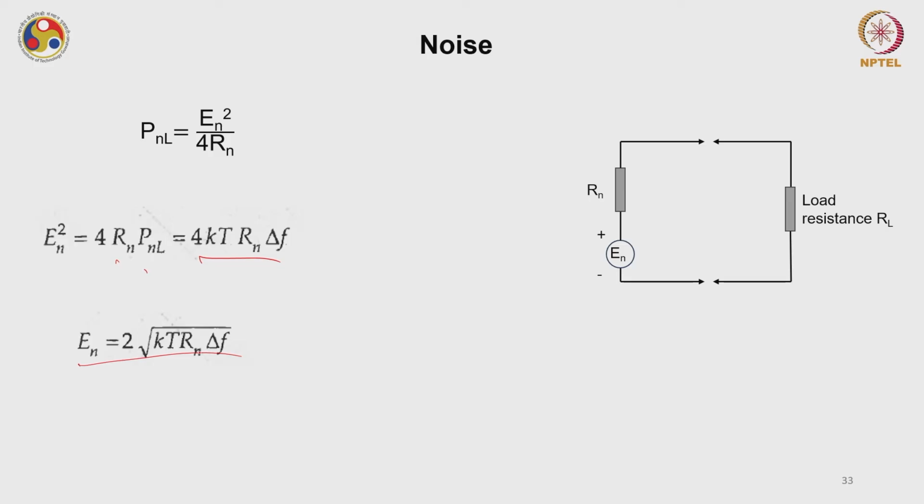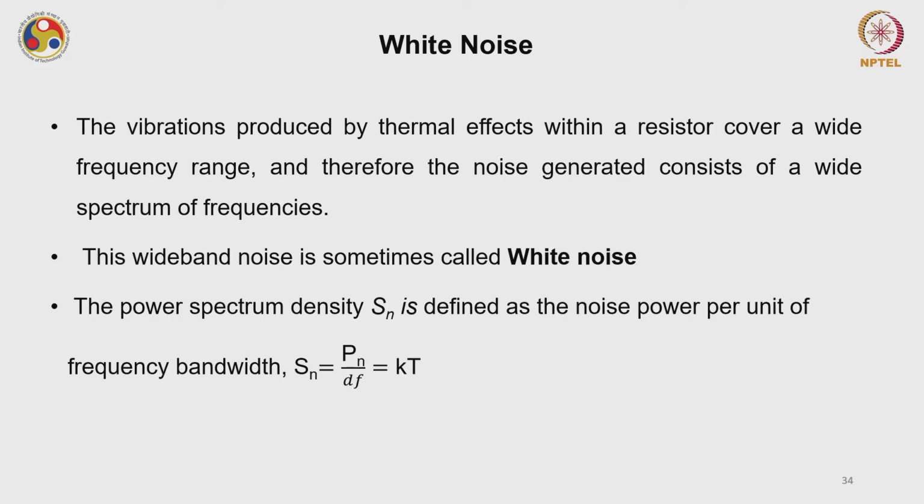I hope it is clear to you. The vibrations produced by the thermal effect within a resistor cover a wide frequency range, and therefore the noise generated consists of a wide spectrum of frequencies. This wideband noise is sometimes also called white noise. The power spectral density is defined as the noise power per unit of frequency bandwidth, or Sn is defined as Pn by delta F, which is simply kT, because we have seen that Pn is kT delta F.